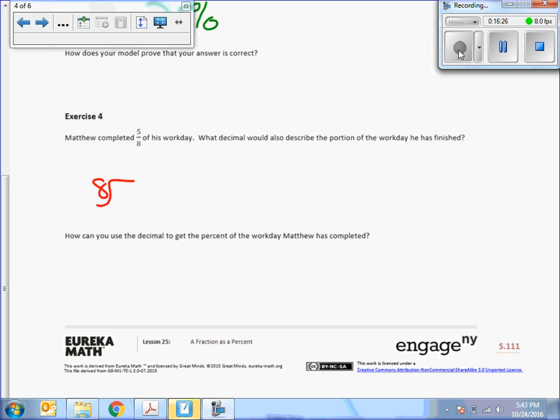5/8. Well, that just means 5 divided by 8. 8 won't go into 5, but 8 will go into 50 6 times, with the remainder of 2. 8 goes into 20 2 times. 8 times 2 is 16, with the remainder of 4. 8 goes into 40 5 times, even. So it's 0.625. 0.625 would be the decimal.